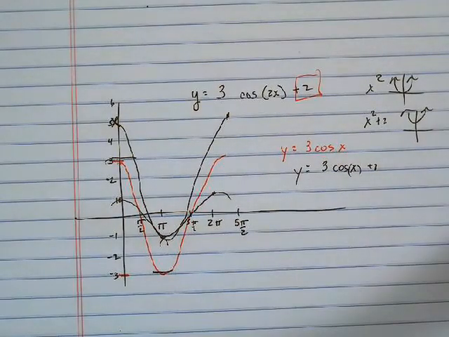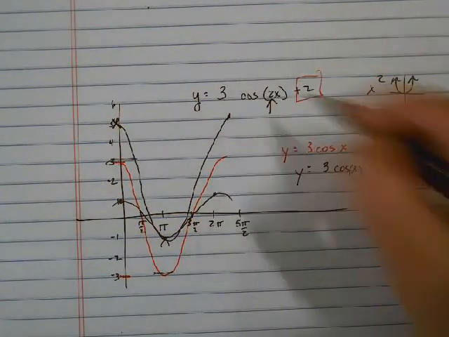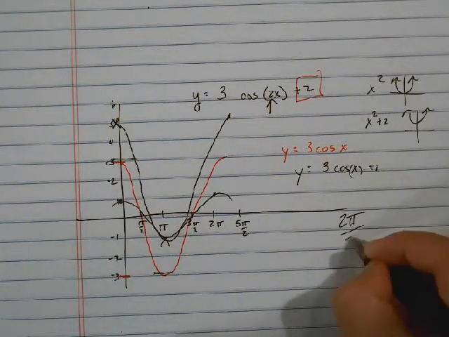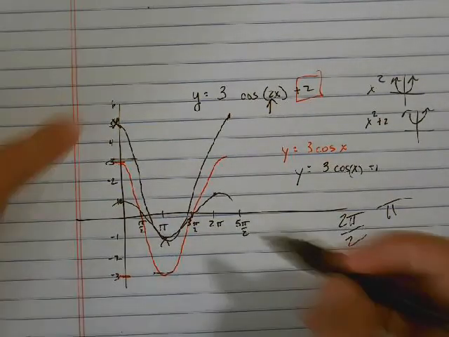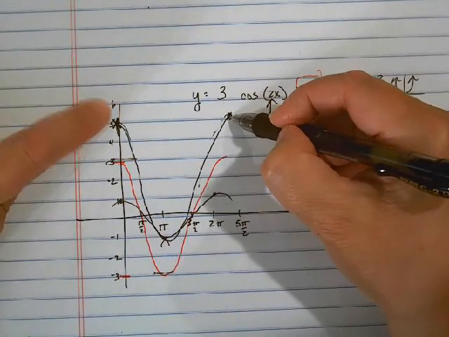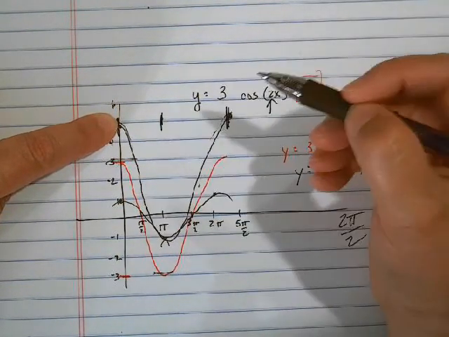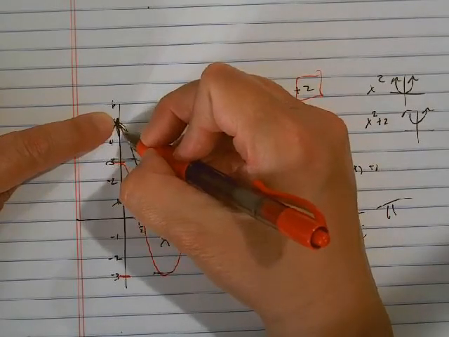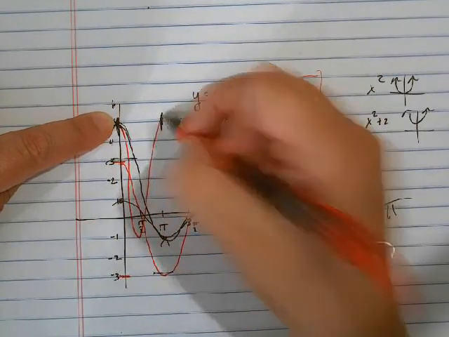But not only have we done that, we've changed the period. So since you have a 2 there, you're going to do 2 pi divided by 2. So the period of this graph is going to be pi. So this entire thing that happens is actually going to happen, instead of from 0 to 2 pi, from 0 to pi. So that graph is going to look something like this. It'll have to come down and at half a pi, go back up.